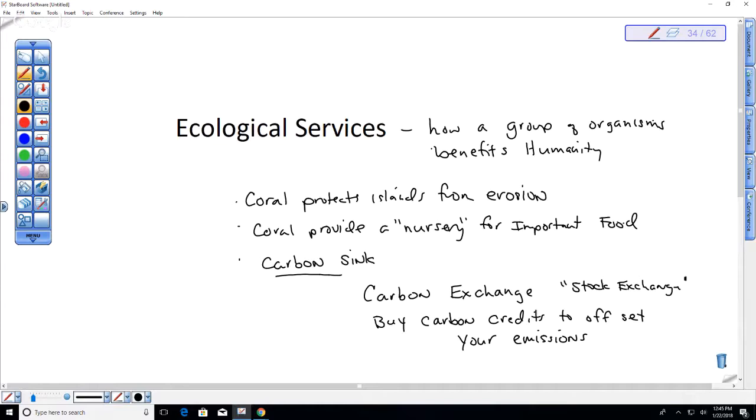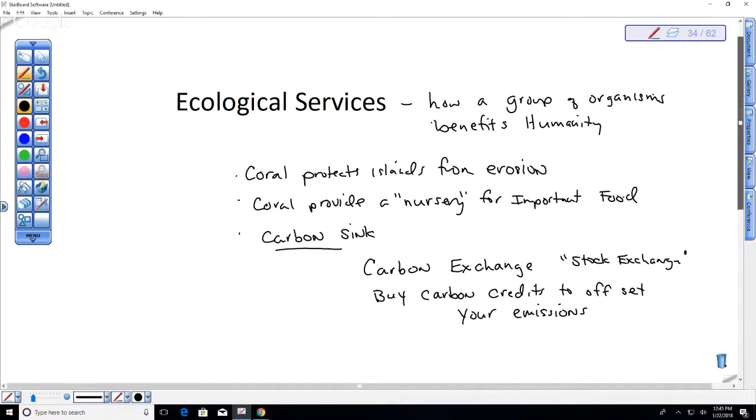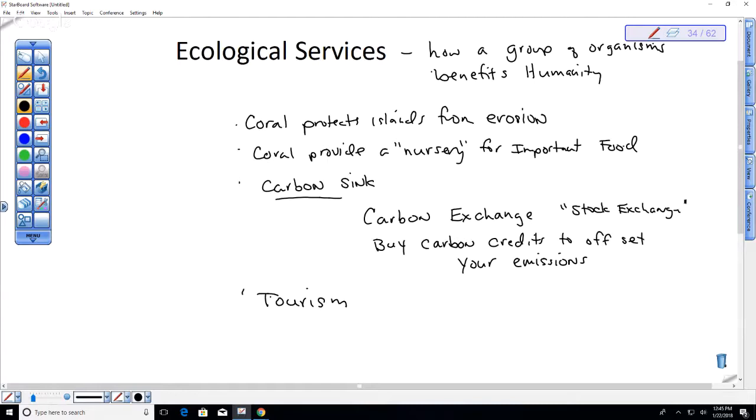Tourism, that's a big one, right? As long as people have the money to go to these destinations, local economies can say, hey, listen, if we destroy the coral reef through logging practices, then we're going to get a reduction in tourism, and that is going to take away money from our country or our area. Anything else?